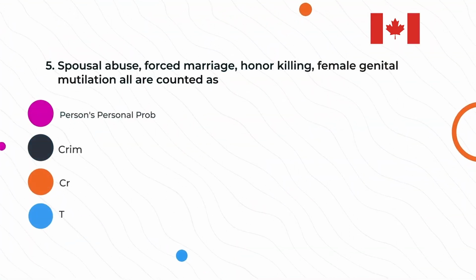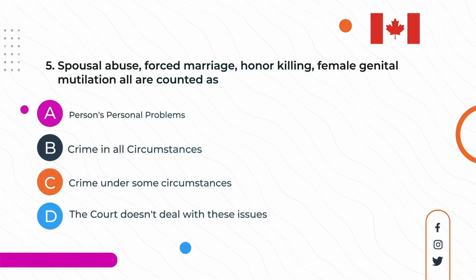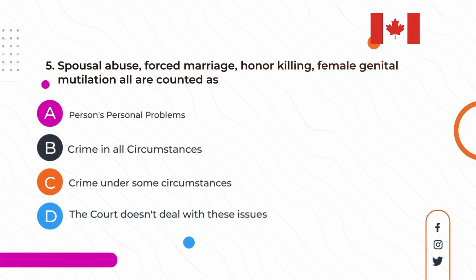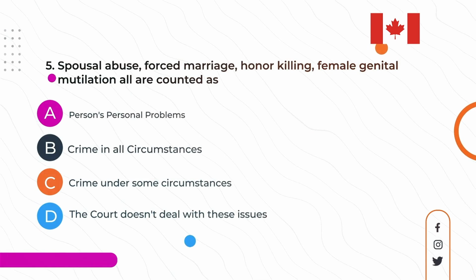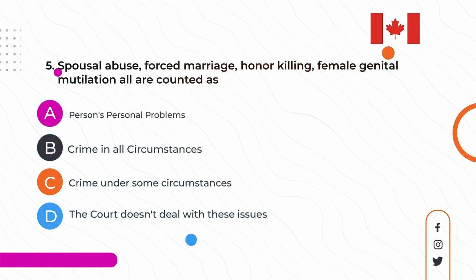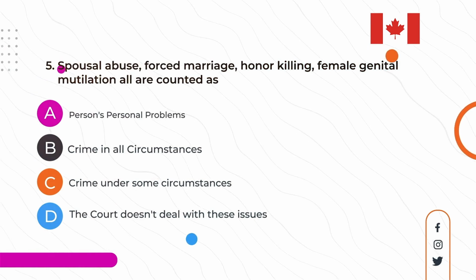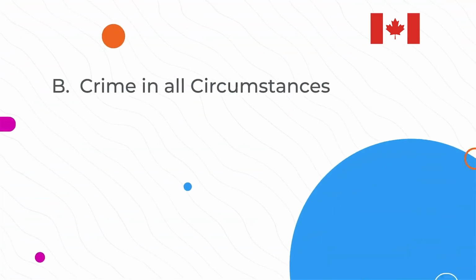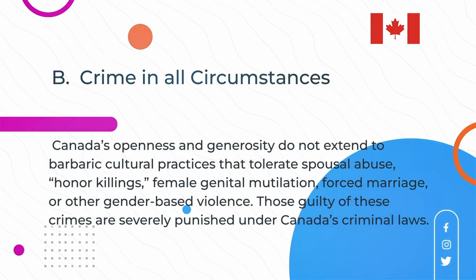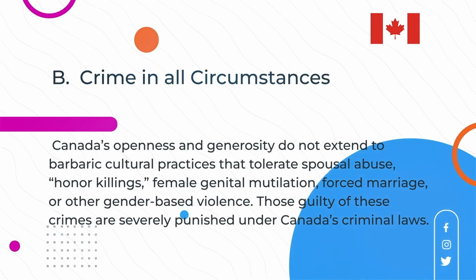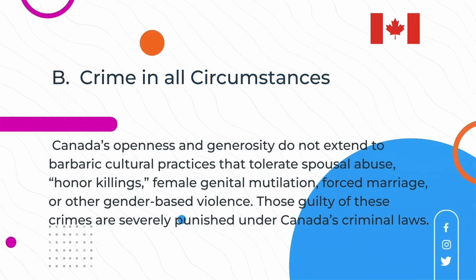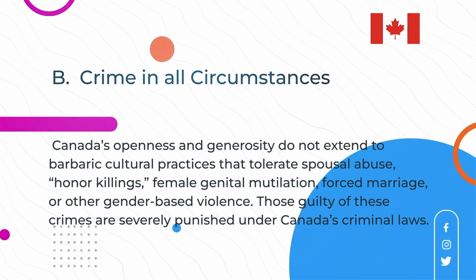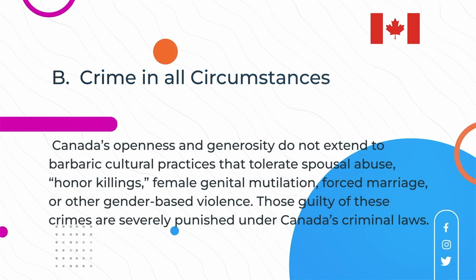Number 5. Spousal abuse, forced marriage, honor killing, female genital mutilation all are counted as A. Person's personal problems. B. Crime in all circumstances. C. Crime under some circumstances. D. The court doesn't deal with these issues. Answer: B. Crime in all circumstances. Those guilty of these crimes are severely punished under Canada's criminal laws.